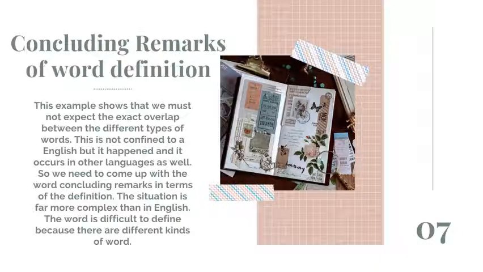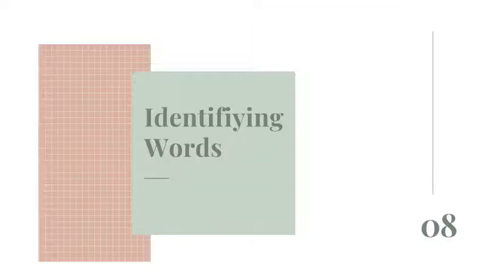These examples show that we must not expect exact overlap between the different types of words. This is not confined to English, but it occurs in other languages as well. So, as concluding remarks on the definition, the situation is far more complex than in English. The word is difficult to define because there are different kinds of words. Let's move on to identifying words.